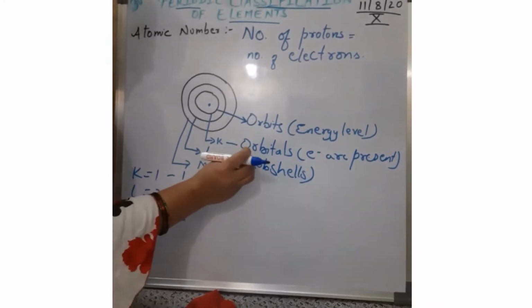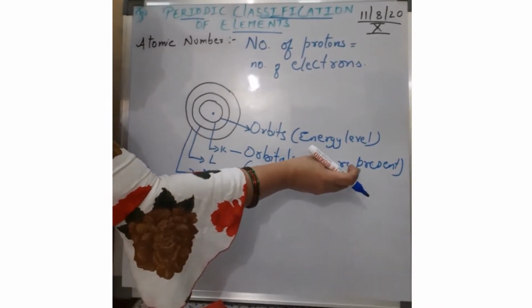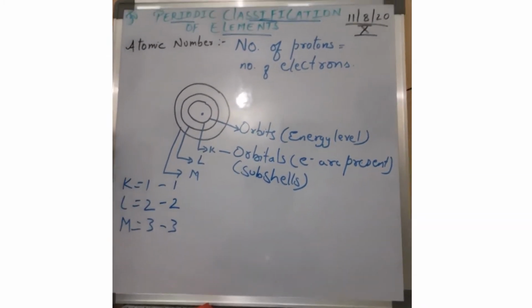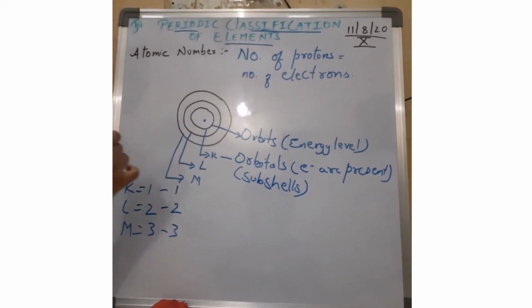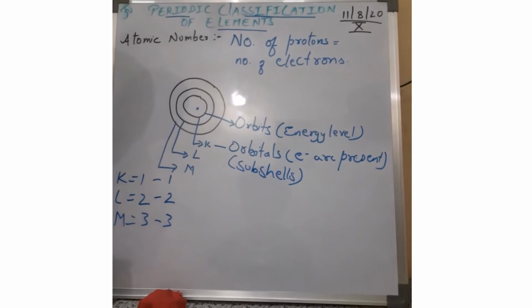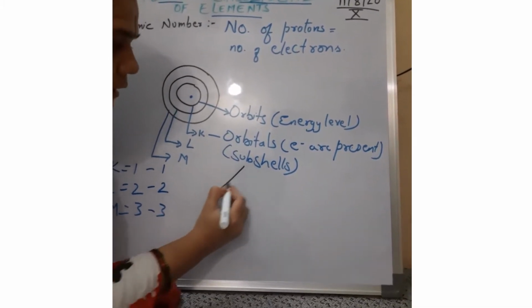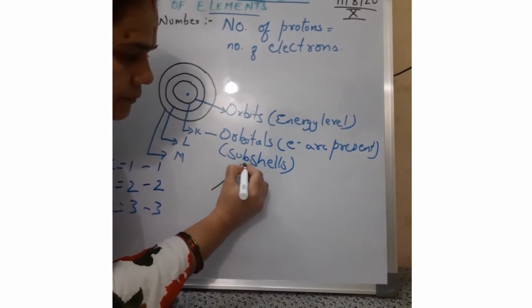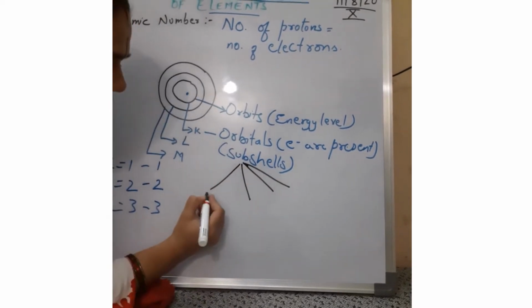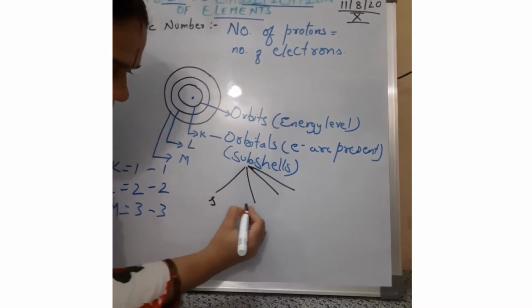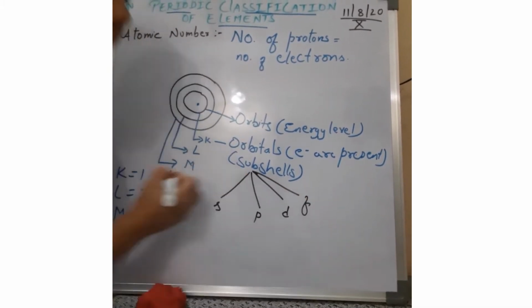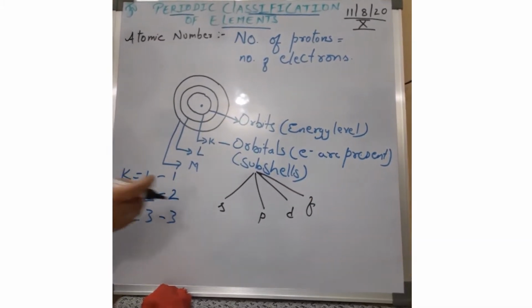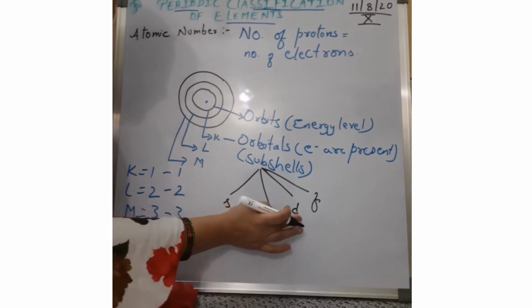As I told you, they are where we have a maximum probability of finding the electrons. Basically there are 4 types of subshells. How many types of subshells, children? 4 types of subshells. These subshells are designated as S, P, D and F. 4 subshells: S, P, D, F.